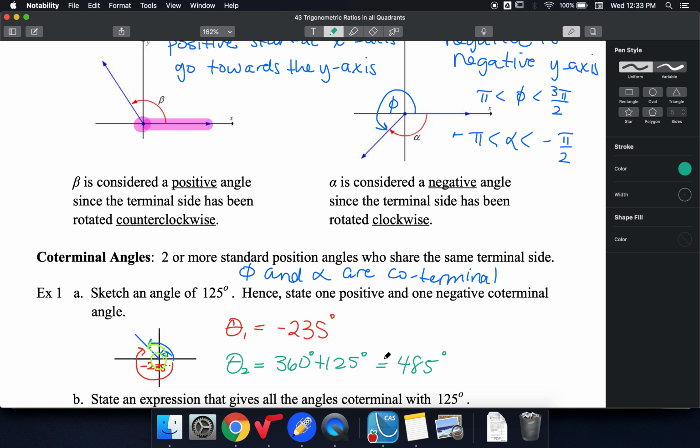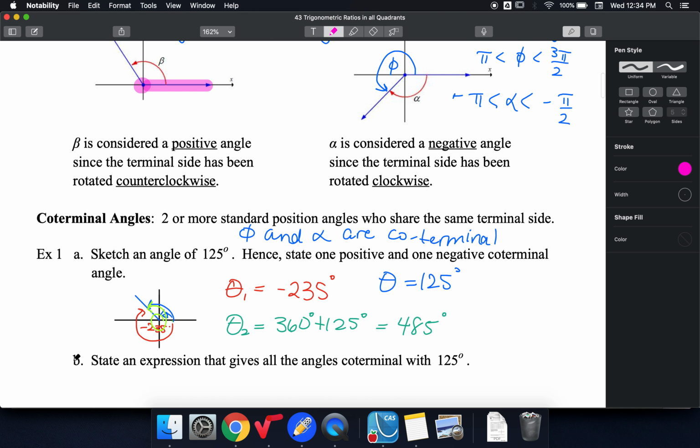So both of these are coterminal with my original angle of theta, which was 125 degrees. Notice this one's 360 plus 125. This one is 125 minus 360. I could have just kept going around and around. Every time I go around, I'm doing multiples of 360. So to think about this red one in terms of 360, I could have gone all the way negative 360, but then positive 125 to take me back there.